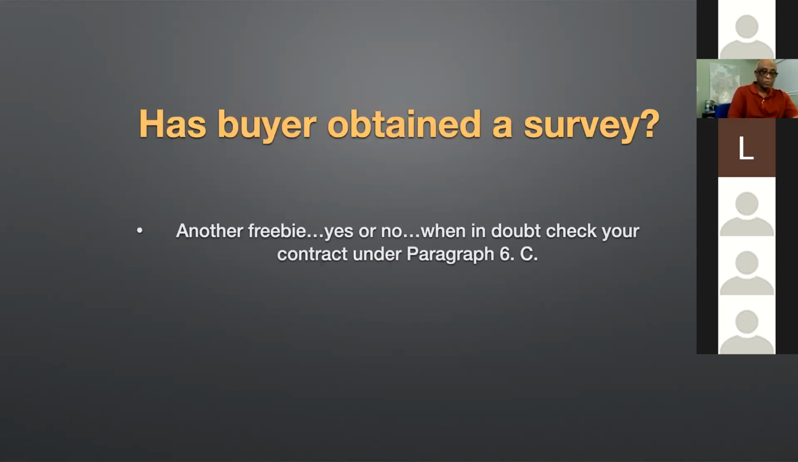Has the buyer obtained a survey? This isn't going to be applicable if you're representing a tenant, but certainly a buyer. It's another freebie. It's a yes or no question. So when you're in doubt, please check your contract under paragraph 6, letter C. It's going to tell you if the buyers obtained their survey or not.